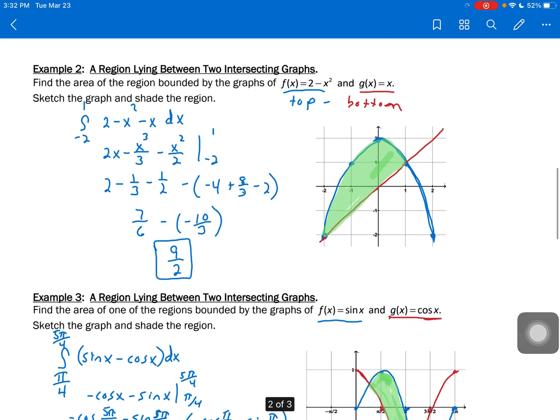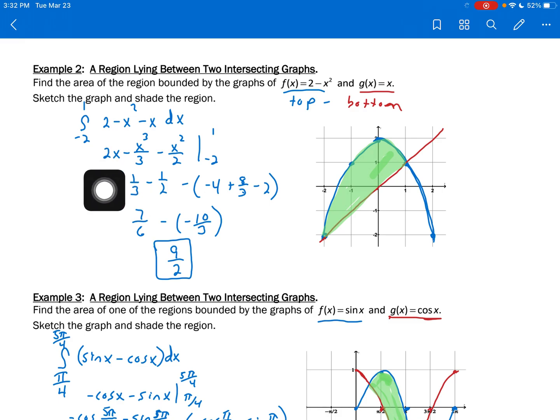Okay, next ones, I have sketched these out just to save a little bit of time. We've got a parabola that's shifted up too, but it opens downward. So that's what I'm going to have right here: a parabola with a vertex of (0, 2), opening downward. And that's our top function, because the other function is just the line y equals x, which is this red line right here. So the area that's bounded between them, I've got shaded in green again. We're going to take the parabola function minus the line: 2 minus x squared minus x.